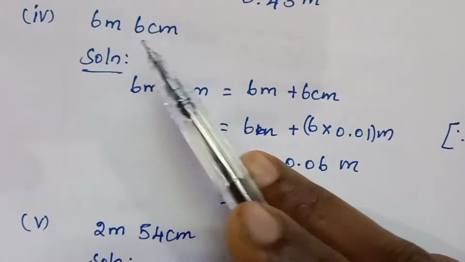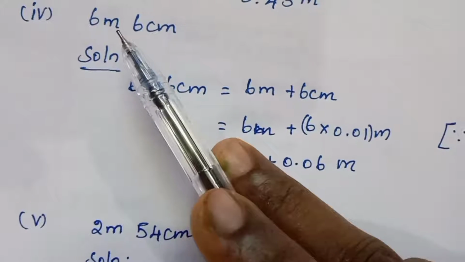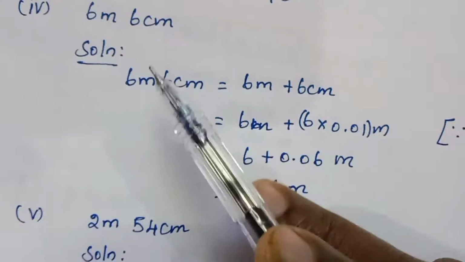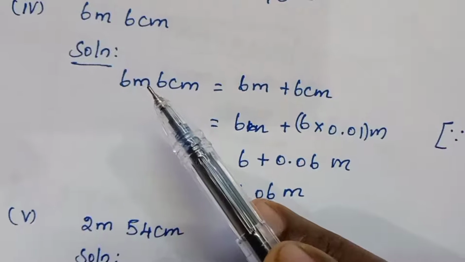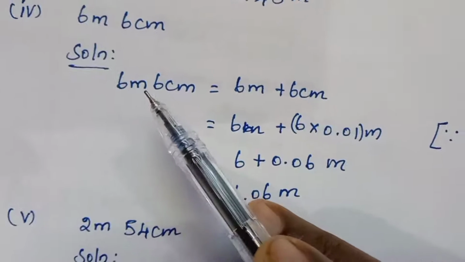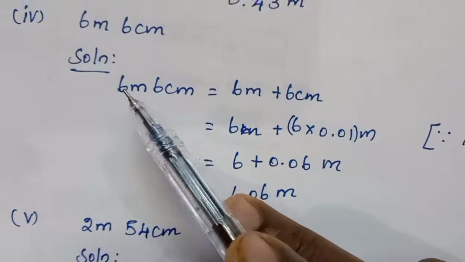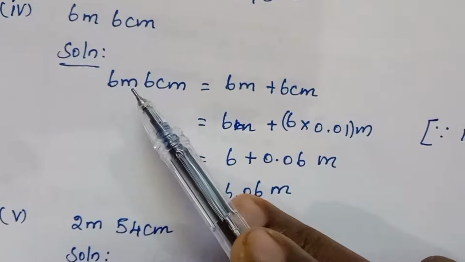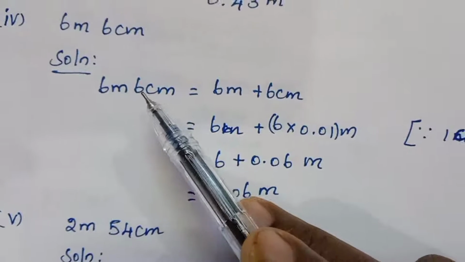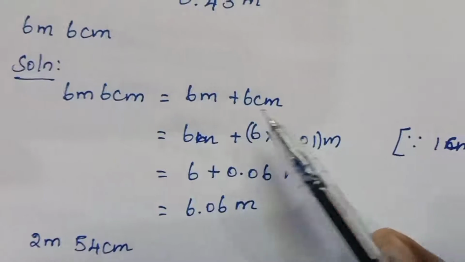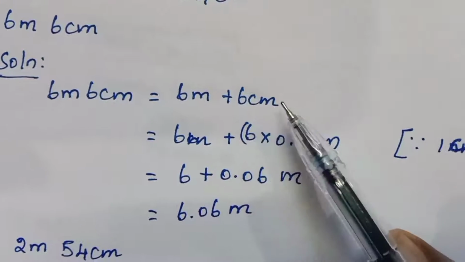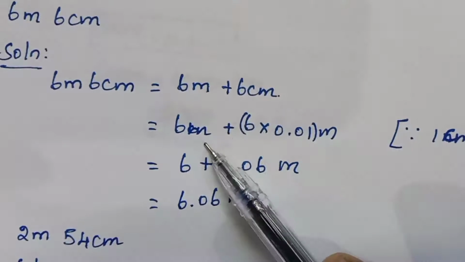Fourth problem, 6 meter 6 centimeter. It is a combination of meter and centimeter. So we need to convert it, as the given problem says, into meter. So 6 meter, already it is in meter, so you need not make any conversion for this 6 meter. So 6 centimeter, we have to convert it as a meter. So first you have to separate: 6 meter plus 6 centimeter. So 6 meter is taken, right?